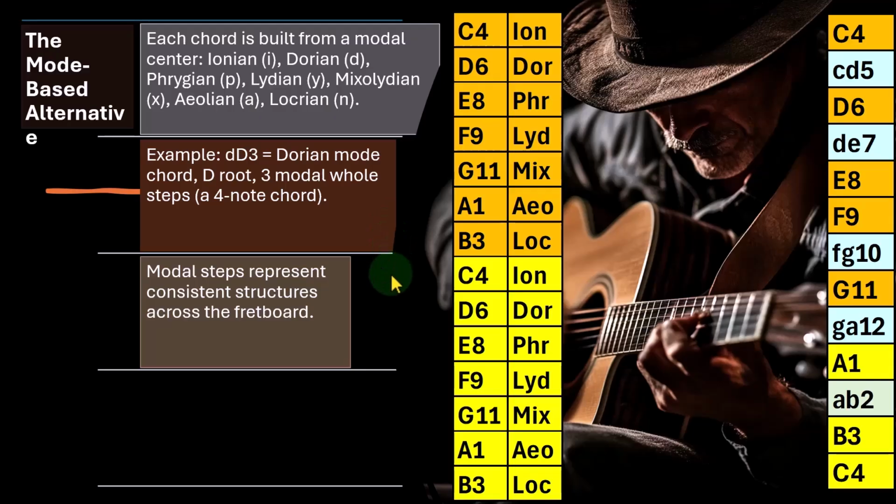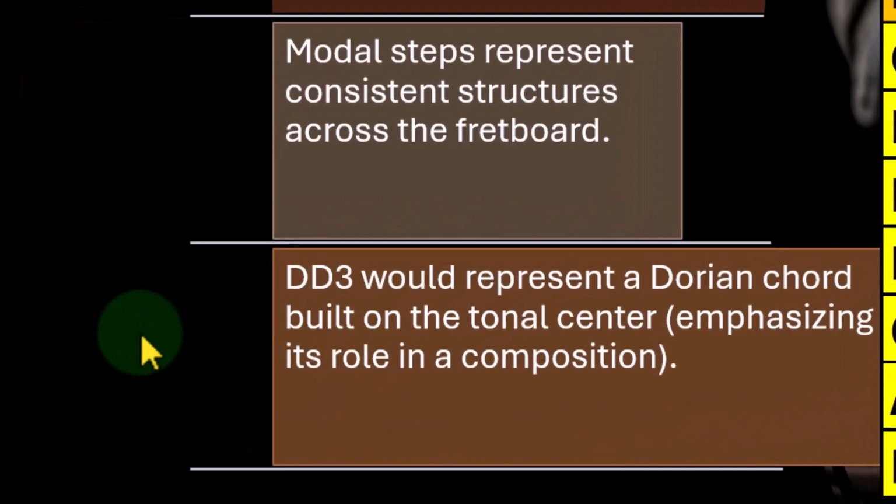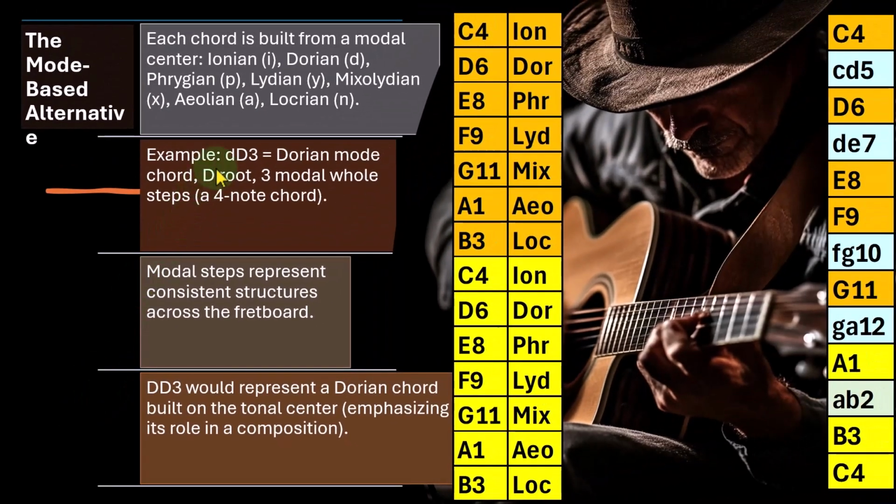So modal steps represent consistent structures across the fretboard. So a DD3 would represent a Dorian chord built on the tonal center. In other words, if we used a system like this and say, hey, look, this is the D chord, we have the ability to make a lowercase or uppercase. So I could also make it a capital D for a capital Dorian, to indicate that that's the tonal center, that's the home base.